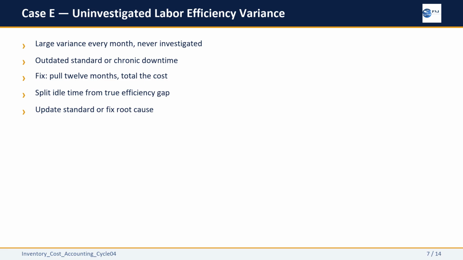The advisory response is to pull the prior 12 months of labor efficiency variances and calculate the cumulative cost. Then separate the variance into idle time from machine and material delays versus a true efficiency gap where workers perform below standard. If the standard is outdated, update it. If performance is genuinely below standard, investigate the root cause with production management and build an improvement plan.